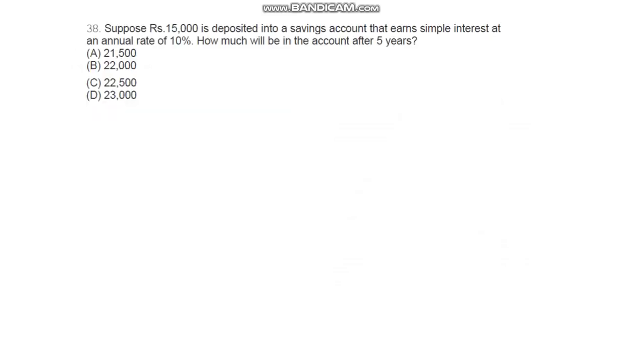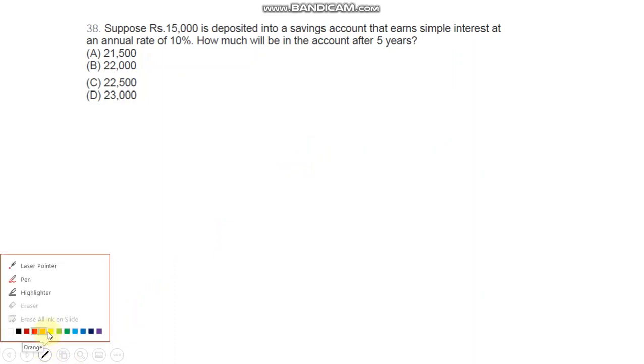Now there is a question: suppose rupees 15,000 is deposited into a savings account that earns simple interest at an annual rate of 10%. How much will be the amount after 5 years? So the formula for simple interest is quite simple.